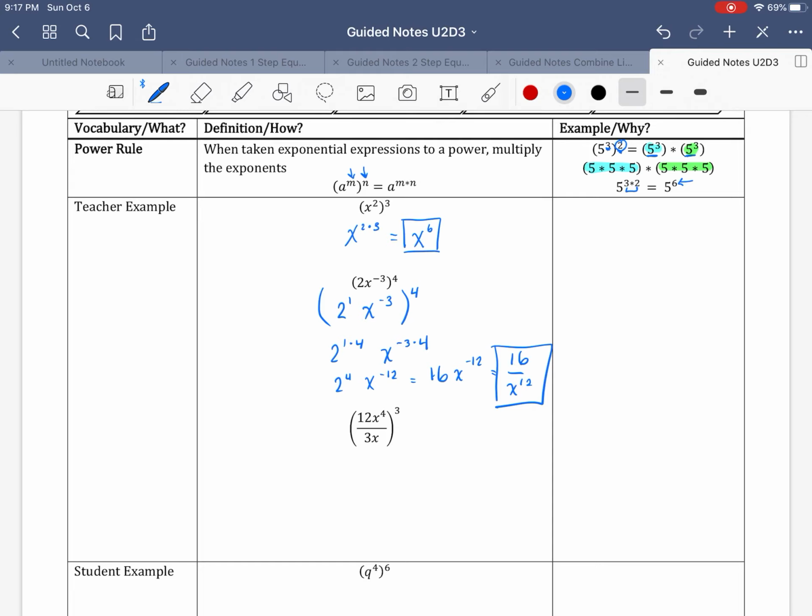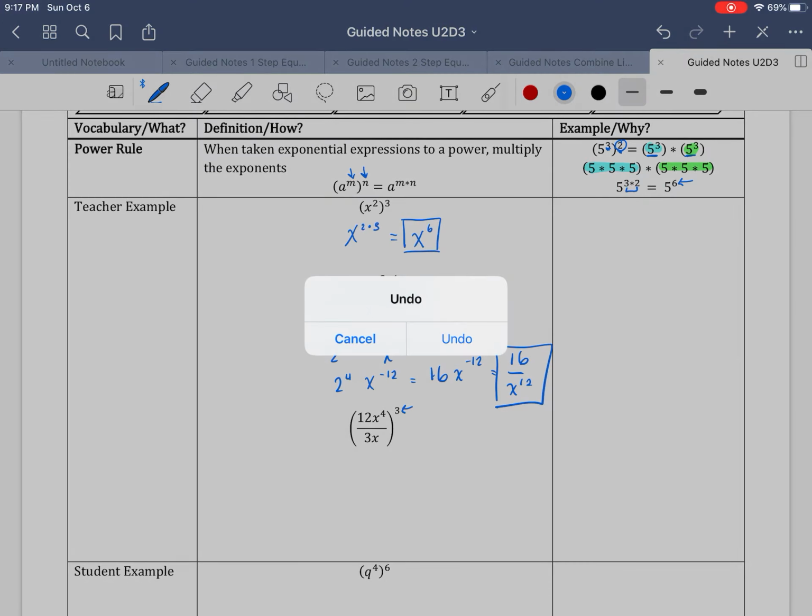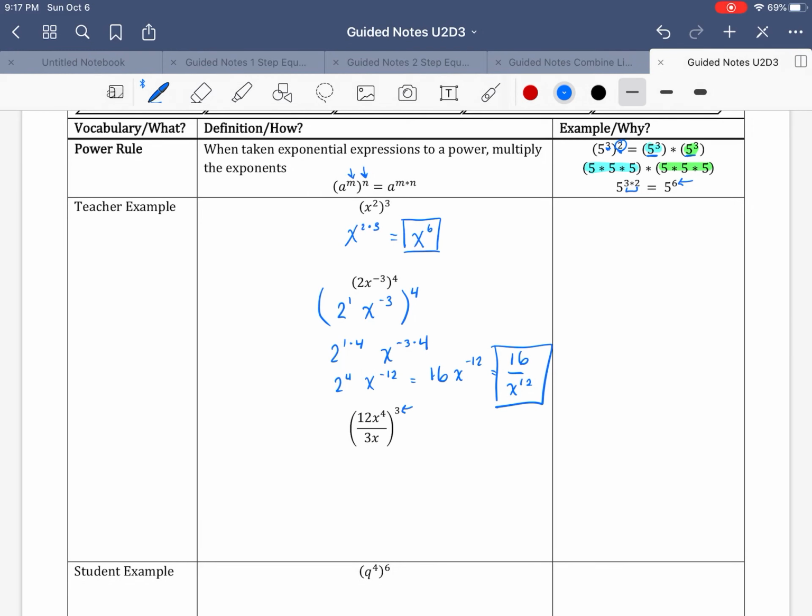And then lastly, when we have 12x to the 4th divided by 3x to the 3rd power, we need to be attributing that 3rd power here in a multitude of terms. So let's do 12 to the 1st power, x to the 4th power, 3 to the 1st power, x to the 1st power, and all of this we're going to be doing to the 3rd power.